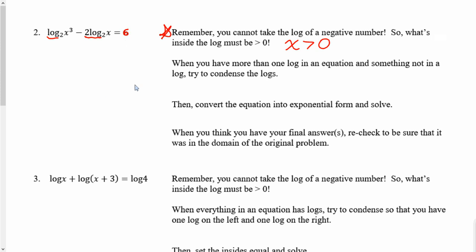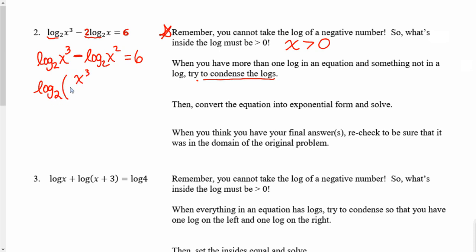When that happens, I want to condense my logs together. So first thing I need to do is bring that 2 up. So that would now be the log of x squared. My first log, my log base 2 of x cubed, I'm going to leave the same for just a moment. Now I want to put these two logs together. 2 logs subtracted is the log of the quotient. So I can divide the insides.